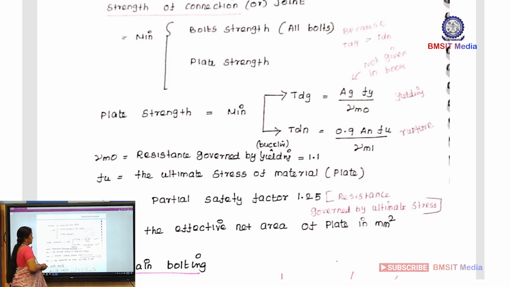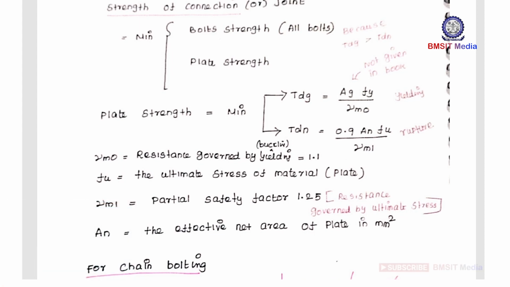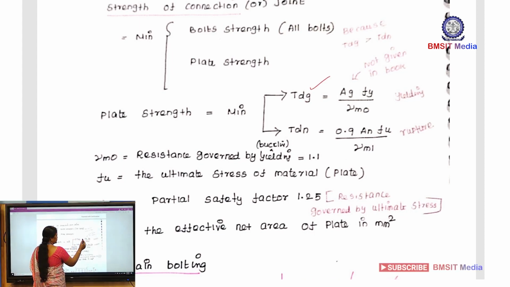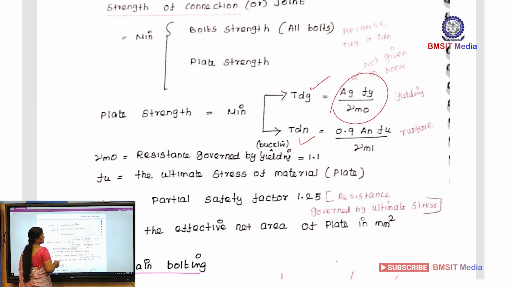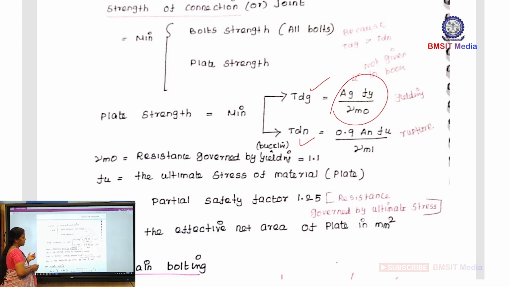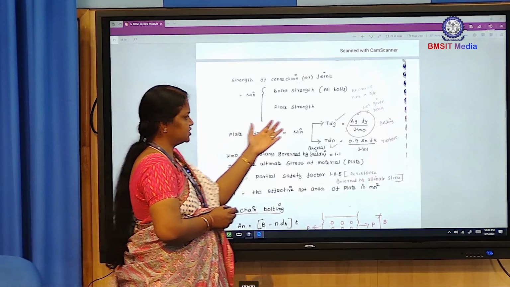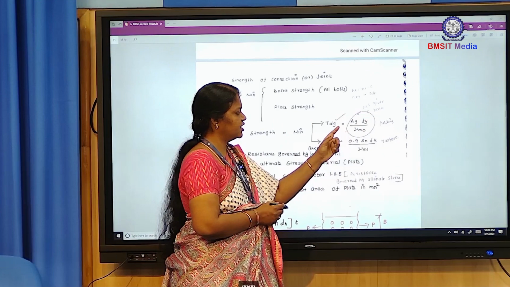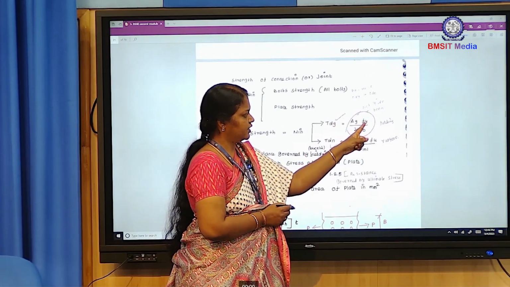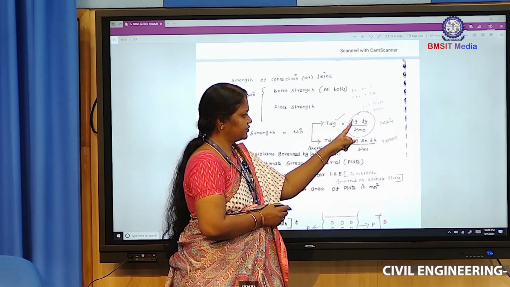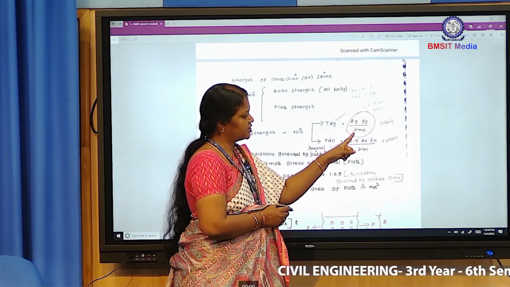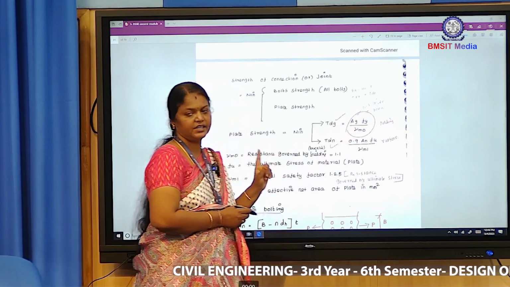The plate is subjected to two types of failure: one is cross section yielding, another one is net section fracture. For cross section yielding, this is the formula. This formula is derived from stress equals load by area, so load equals stress into area. Yielding means yield stress, and cross section yielding means Ag. Ag means area of the cross section, and gamma m0 is the partial factor of safety with respect to yielding.